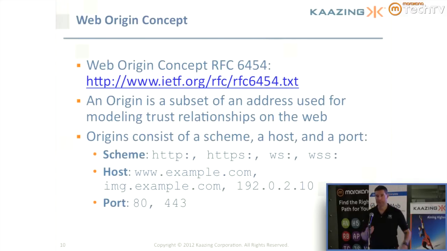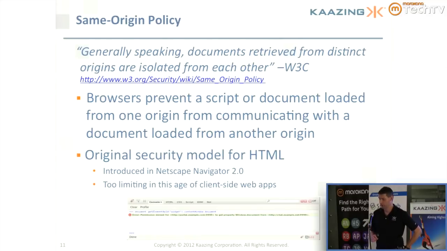So the origin is used to model a trust relationship on the web. So everything has a URL. Part of that is the origin: scheme, host, and port. So scheme would be HTTP or WS for WebSockets. The host is the fully qualified host name, and the port, 80 or 443 are the default ports, but there could be some other port. Now typically, the browsers enforce a same origin policy, and that's for your protection, right?